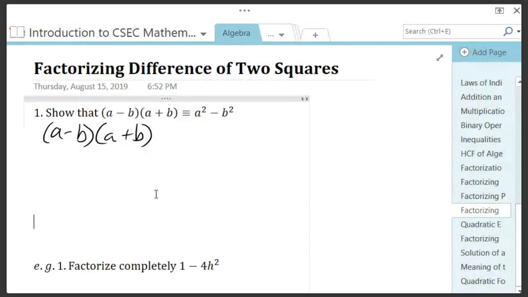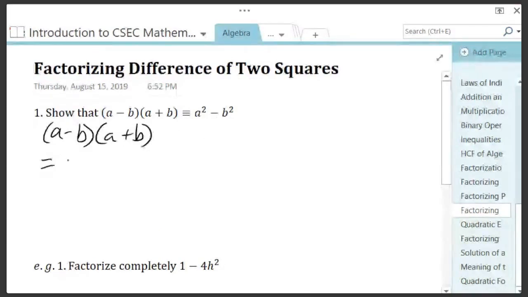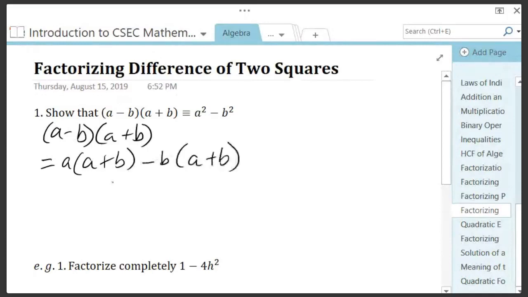Okay, I'm going to start to expand here. I'm going to take the first bracket and break it up into terms. So a, and we're going to multiply by the second bracket with each of these terms. So this is a by a plus b, minus b by a plus b. So a by a here is a squared. A multiplied by b is ab. A multiplied here by minus b is minus ab. And minus b multiplied by b here is minus b squared.